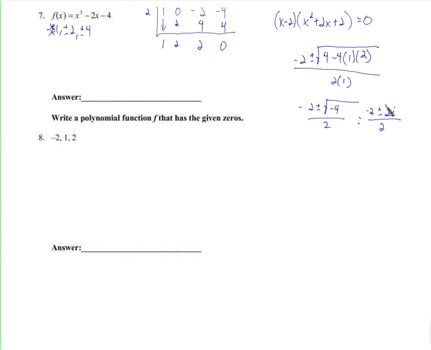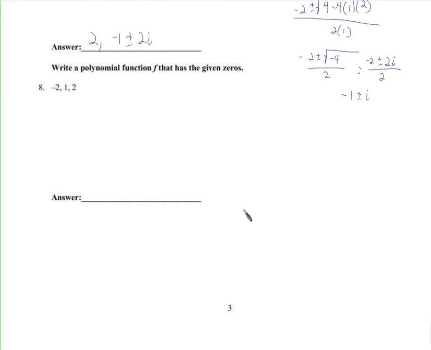Now the numerator can have a 2 factored out, right? Each of these terms has a 2 in common. I could factor that out and cancel it with this 2. So I'm left with negative 1 plus or minus 1 times i. So I found 2 is a zero, and negative 1 plus or minus i are the other two zeros.